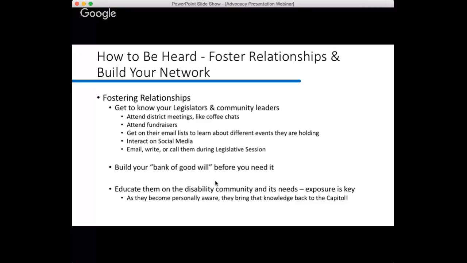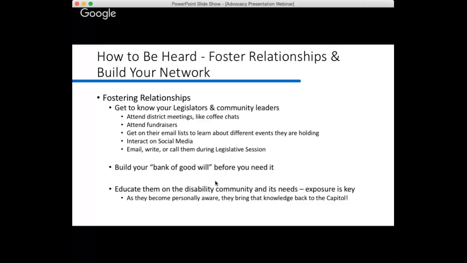You can get the information on their events by signing up for their email lists. At this point, many elected officials do have official email lists or even campaign email lists that they send different messages out to pretty frequently. It's a great way to learn about different events, and it's also a great way to learn about what issues are important to them. Again, interacting with elected officials on social media is a great way to follow up if you have just met them.